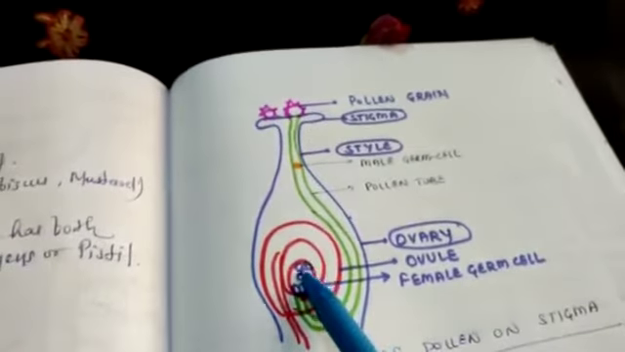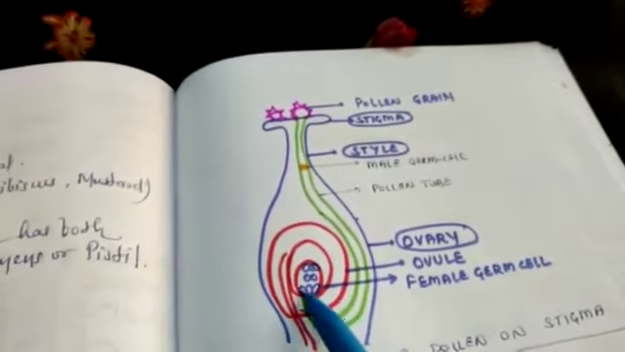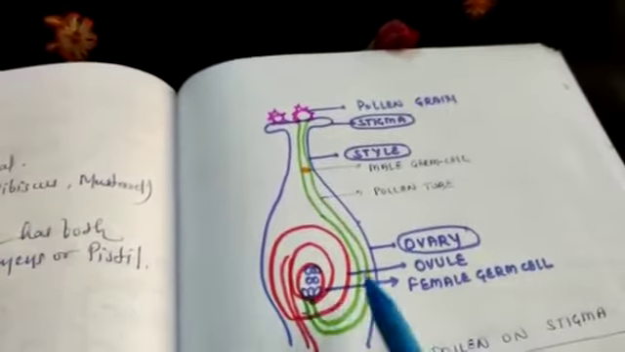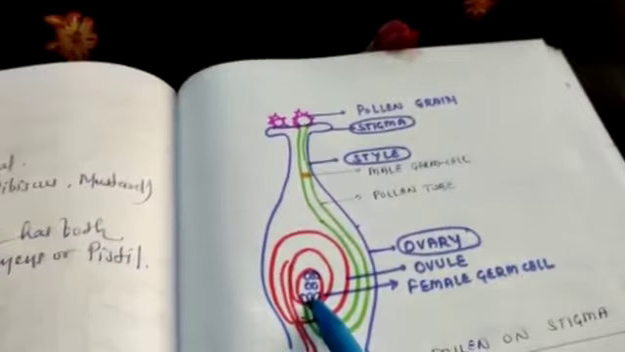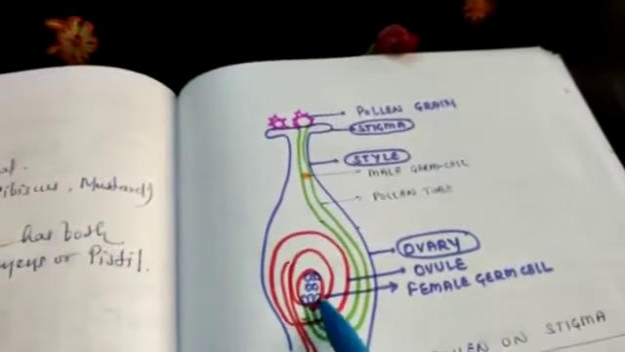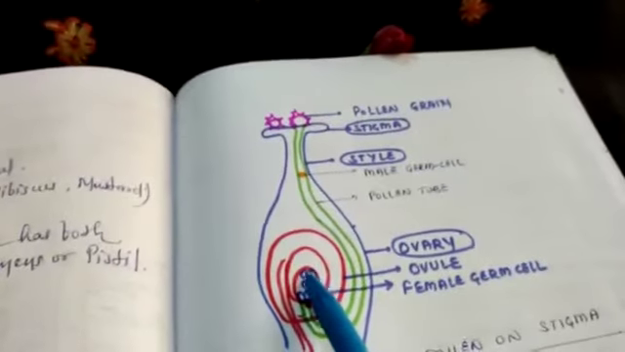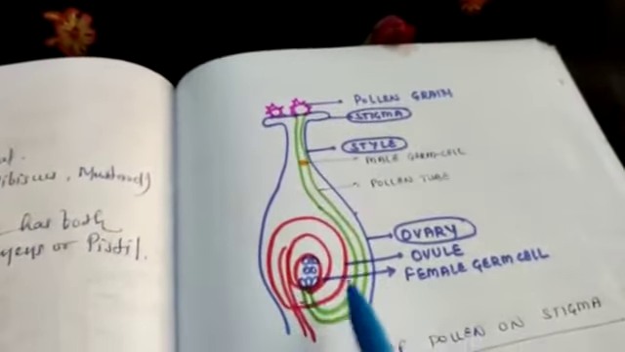3 नीचे देख रहे होगे, 3 ऊपर देख रहे होगे, और बीच में 2 है, right? So total 8 nuclei are present, right? So here the middle one, right? The middle one is known as egg. These two are polar nuclei, and the upper ones are synergids.